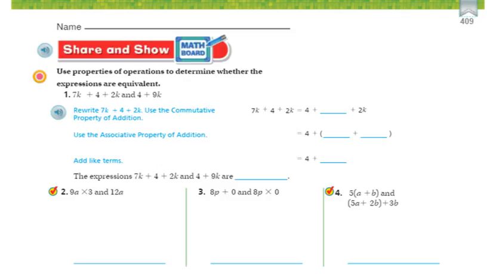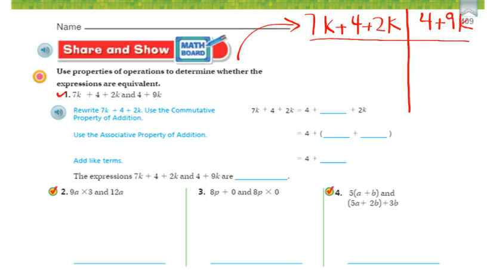All right, so I'm looking at page 409 here, and I'm going to work on the first question over to the right. I don't like the work that they may have suggested using that commutative property of addition. We're going to go about it the way we've practiced in class yesterday. So I'm going to start by looking at the expressions. I have 7k plus 4 plus 2k, and I also have 4 plus 9k. Okay, so these are my expressions.